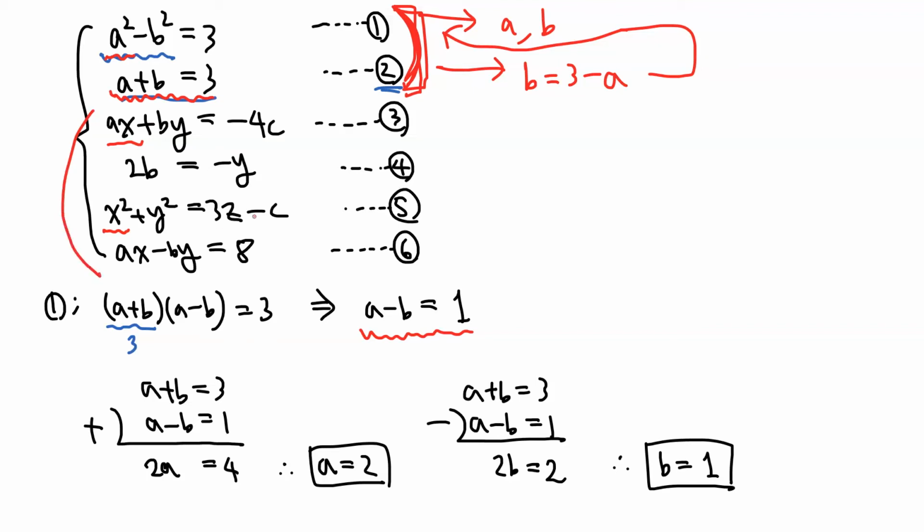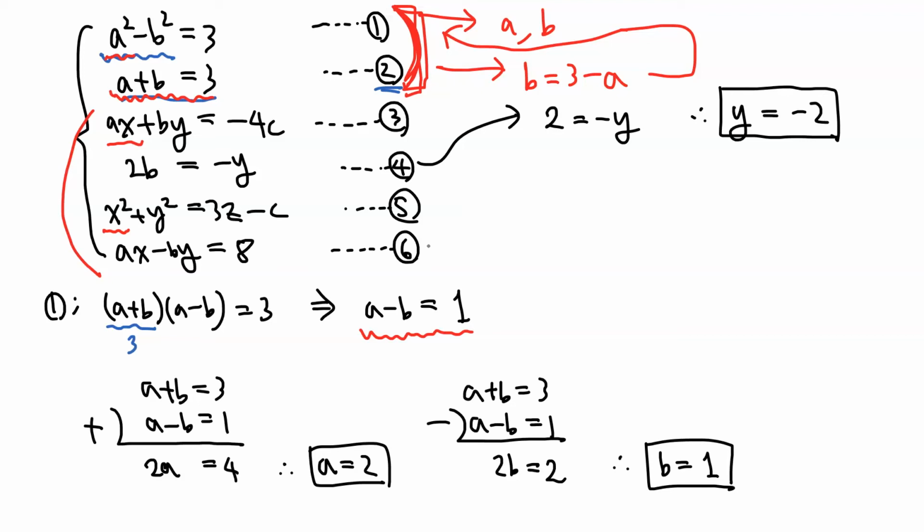And let's take a look at the other four equations. First, let's take a look at the fourth equation. Since we have b equals 1, this becomes 2 equals minus y. Therefore, simply y equals minus 2. So we have y.